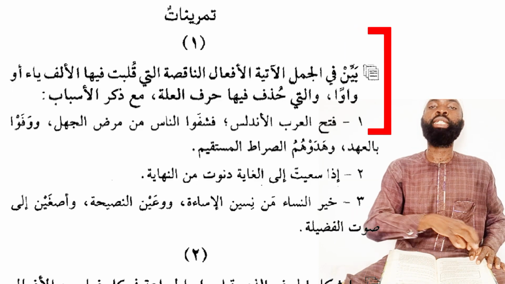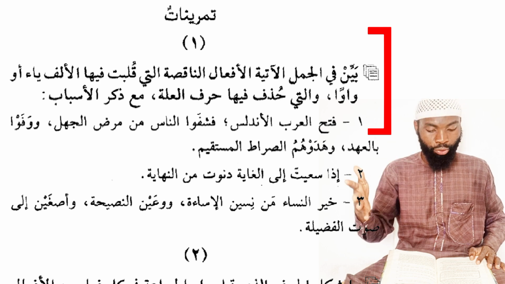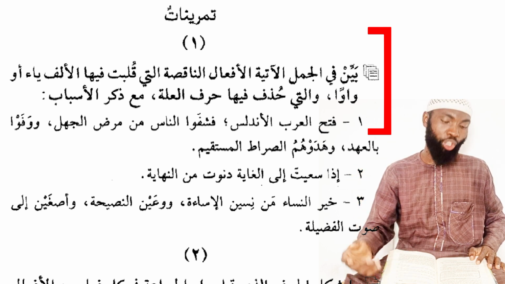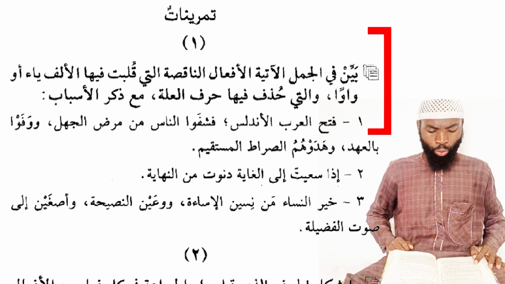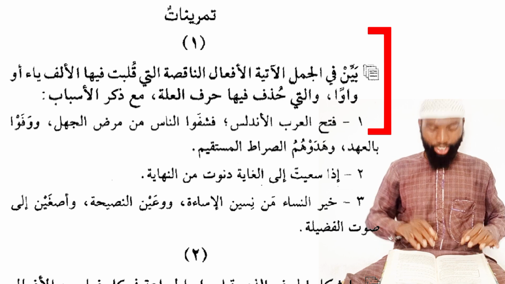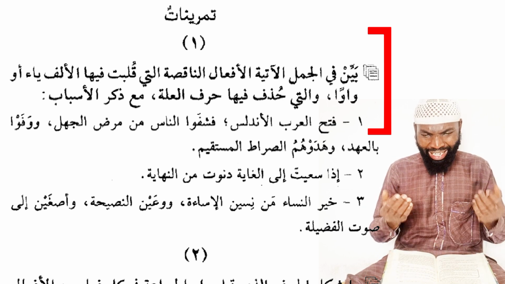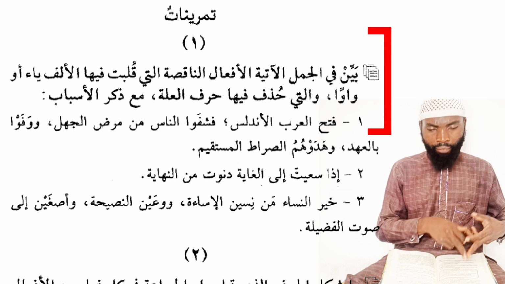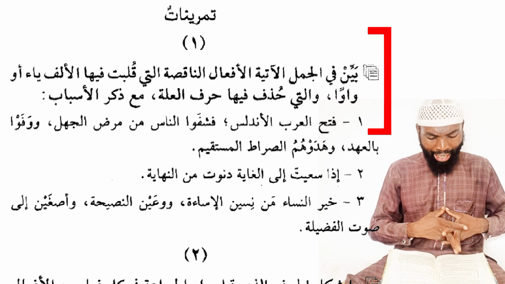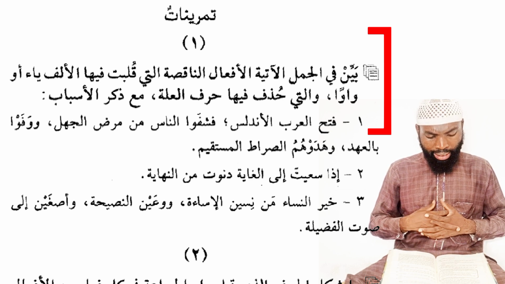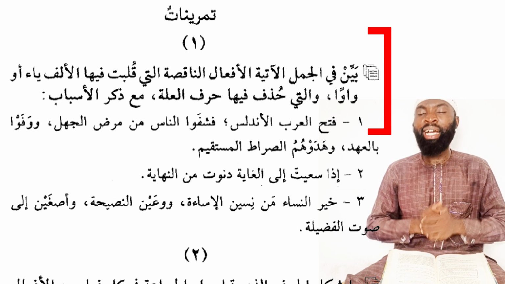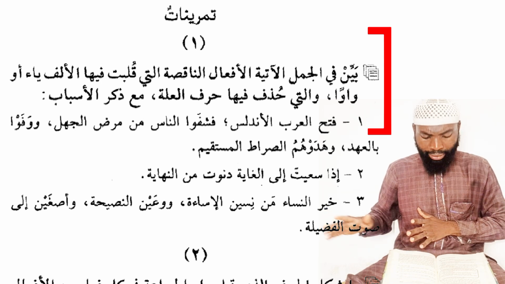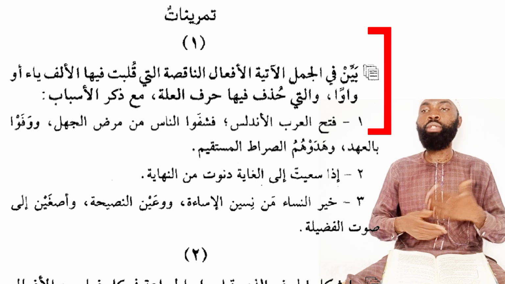Now we have exercises to solve. We'll simply pick some of the exercises and solve them. We'll leave you to solve the remaining after going back to study the topic by yourself. بين في الجمل الآتية الأفعال الناقصة التي قلبت فيها الألف ياء أو واوا. We have to look at these expressions and indicate, bring out, explain all of the verbs which end with sikh letter, and the sikh letters are changed. The alif of the sikh letter is changed to ya or wa, والتي حذف فيها حرف العلة, and the ones that the sikh letter is even removed completely, مع ذكر الأسباب, and mention the reason.